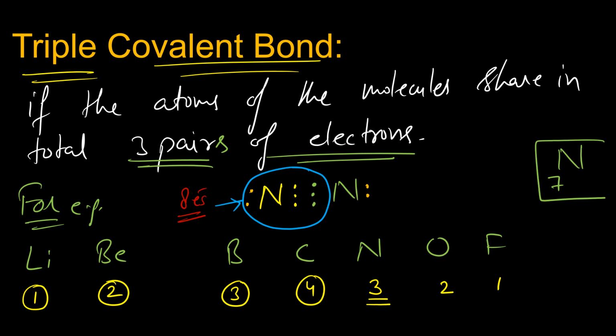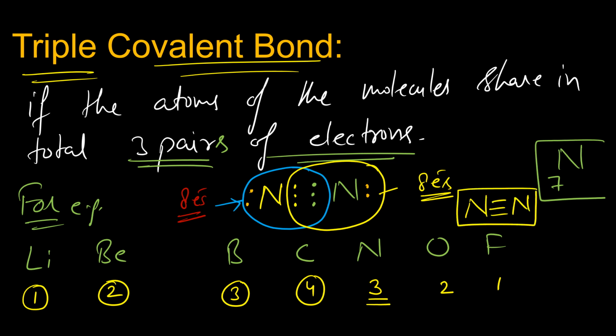Now let's check it for the other nitrogen. If I check this one, again it has 1, 2, 3, 4, 5, 6, 7 and 8. So you may see it also has 8 electrons after sharing. Its octet is also complete. So due to the sharing of 3 pairs, they will form a triple covalent bond.